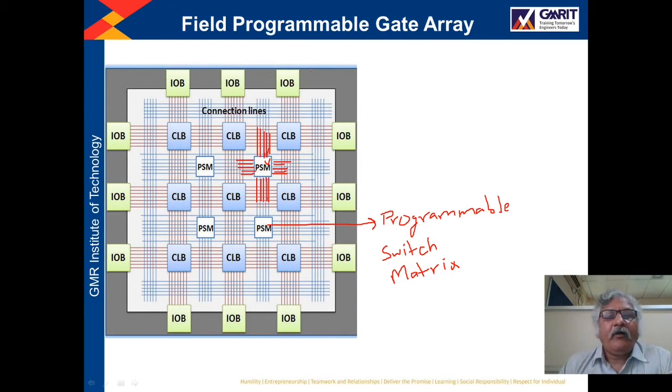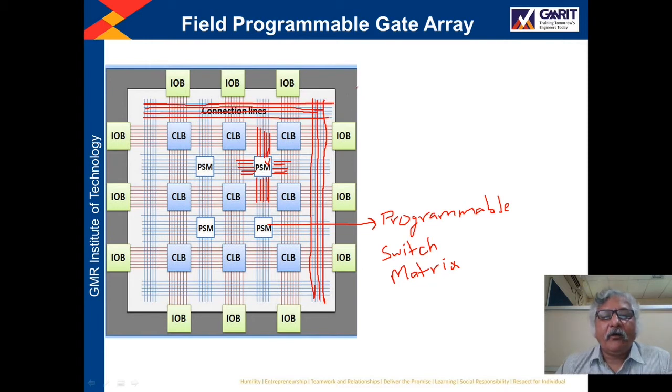A few vertical wires you can find without a PSM, right? You just see this vertical wire, this one. There is no programmable switch matrix. These types of wires are called long wires. So a signal can be routed directly from one place to another without using any PSM. In the same way you can find some horizontal wires which move without using those PSMs. So these are long wires in the horizontal direction.